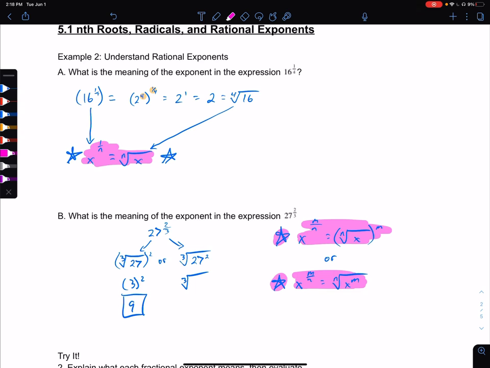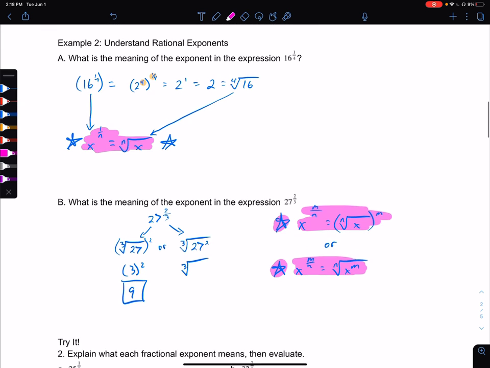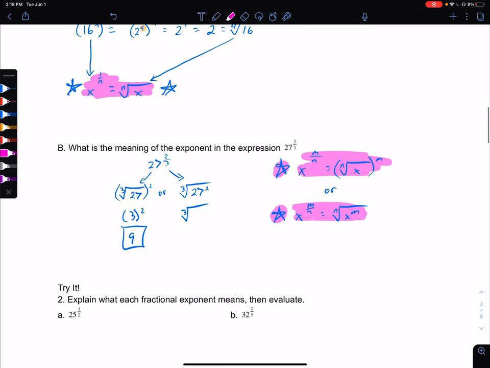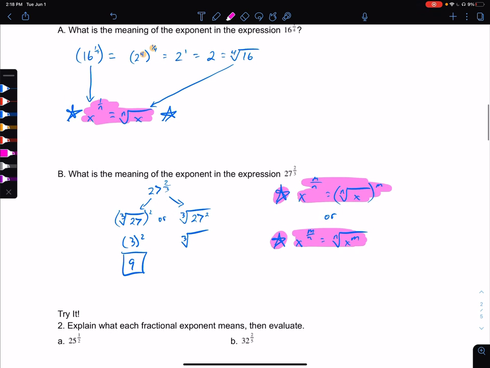So hopefully, although that might seem a little confusing, if you break it down piece by piece and keep asking yourself the right questions, I do think you'll be okay with this, especially when you get to actual problems where you see, for example, 25 to the 1/2. If you put this into action and apply these rules, you'll understand it pretty well.